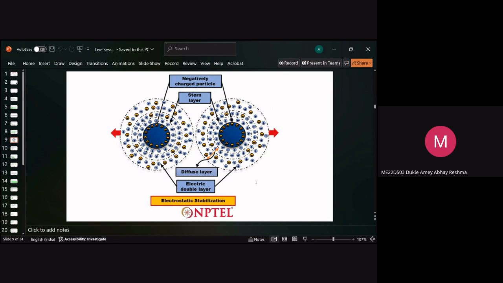So this is how a typical setup looks like. So this is a nanoparticle, which comes with because of the charge.